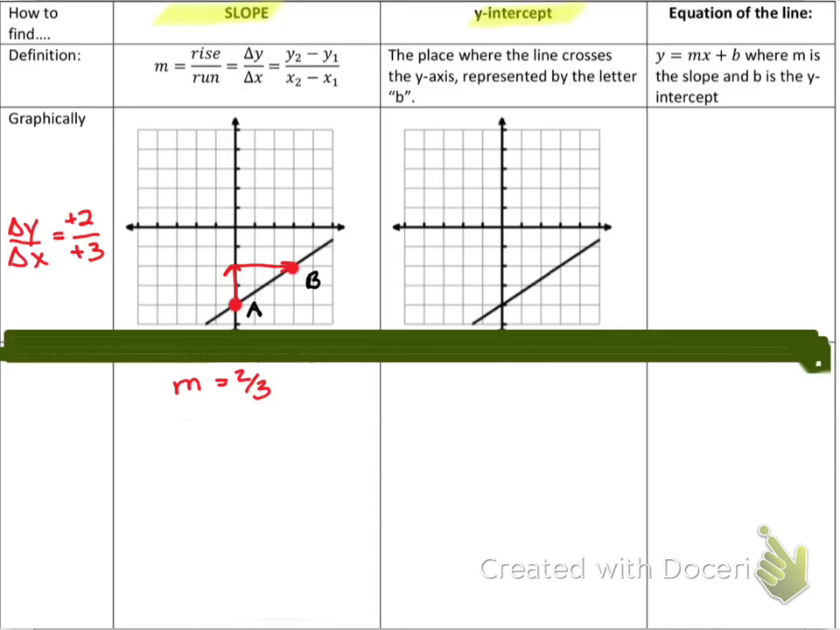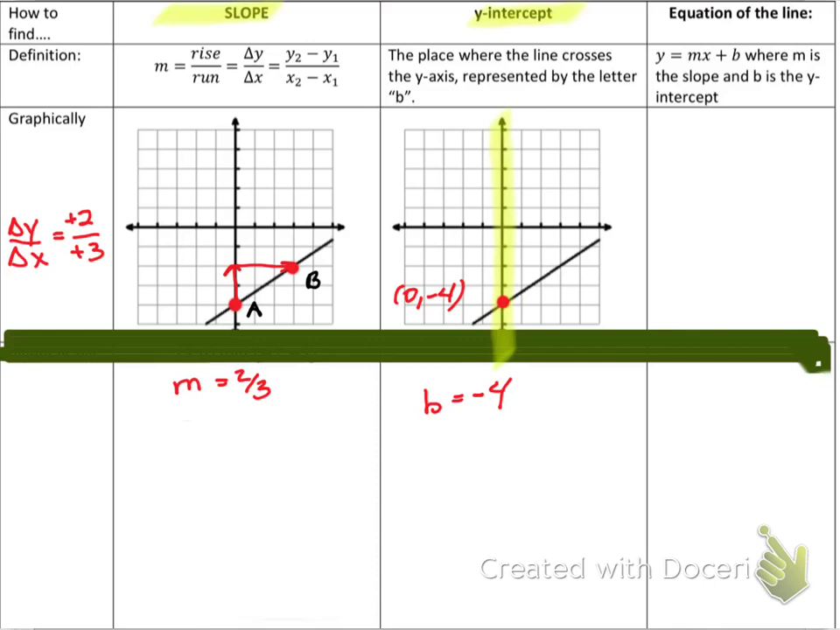How about the y-intercept? Can you see where this line is crossing the vertical or the y-axis? If you said this point right here, you are correct. This is the ordered pair (0, -4). So the value of our y-intercept b is -4.